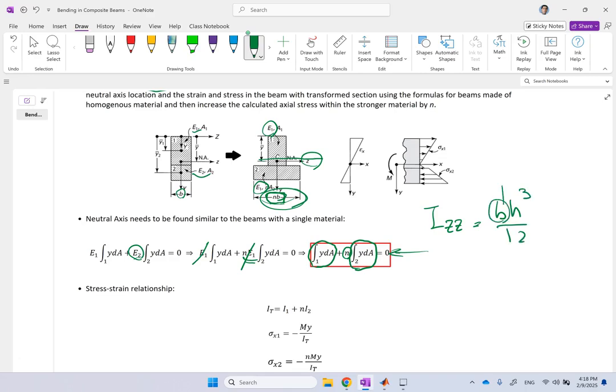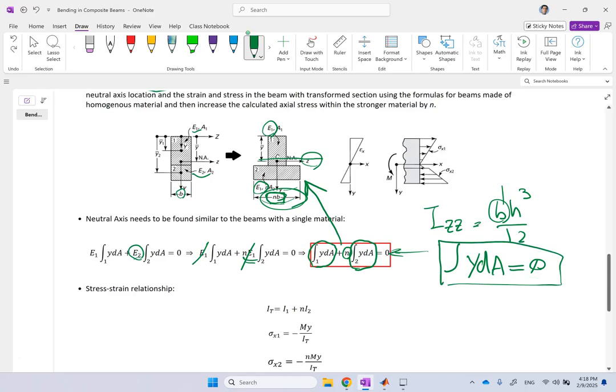As you see, I is proportional to b to the power 1. So if I make it n times wider, I'm making I n times bigger, or a n times bigger. For that, I can basically consider this to be the original one that we had for a uniform material. If I use the simple centroid equation that I had for a simple cross section on this modified or transformed cross section, these two are going to give the same result.